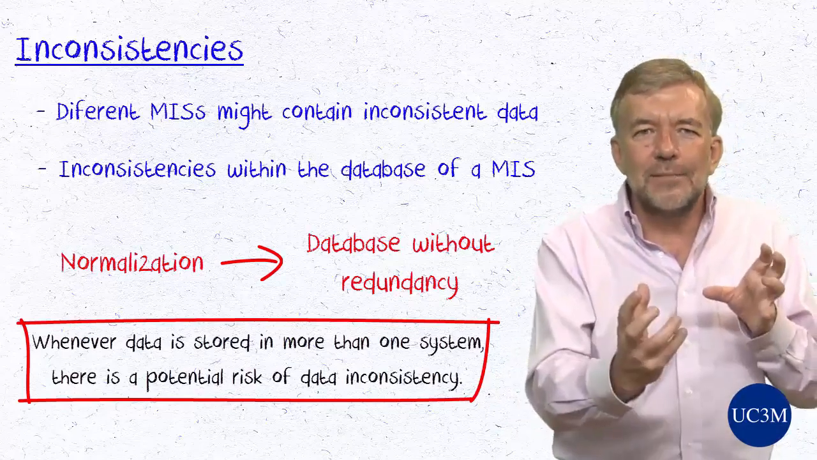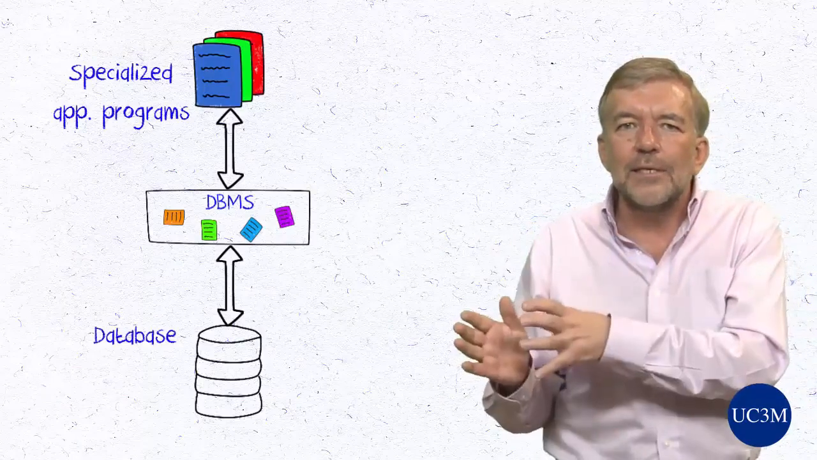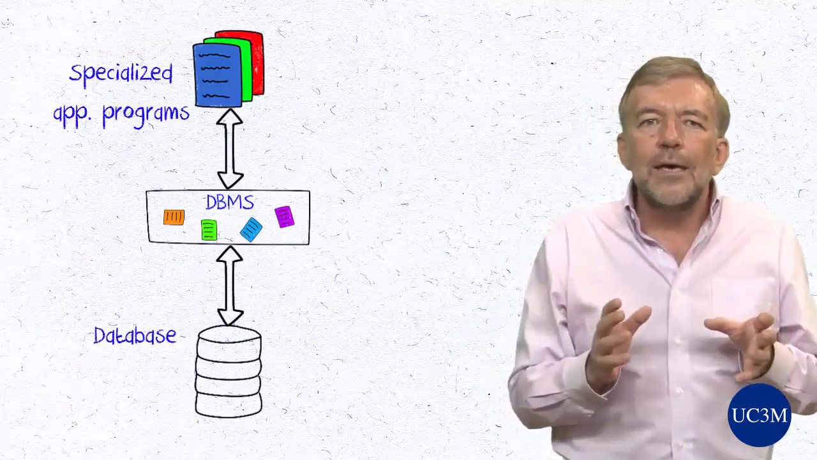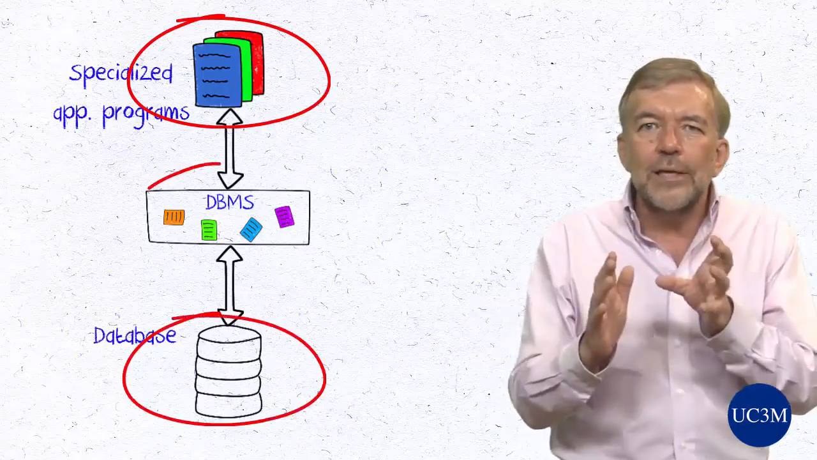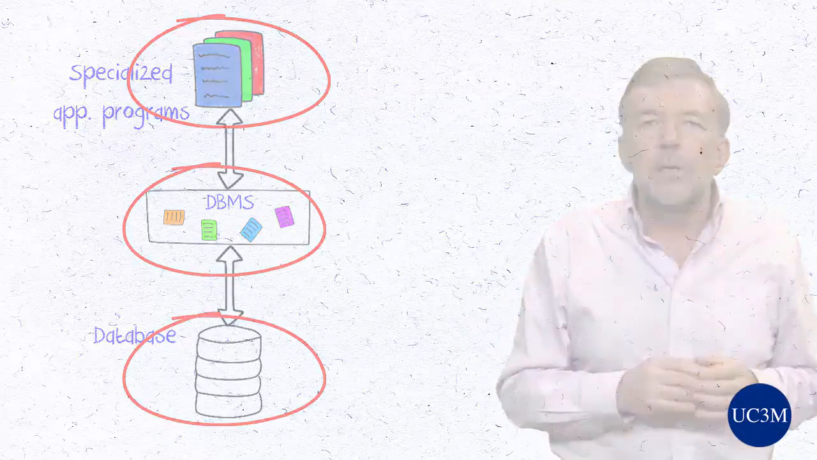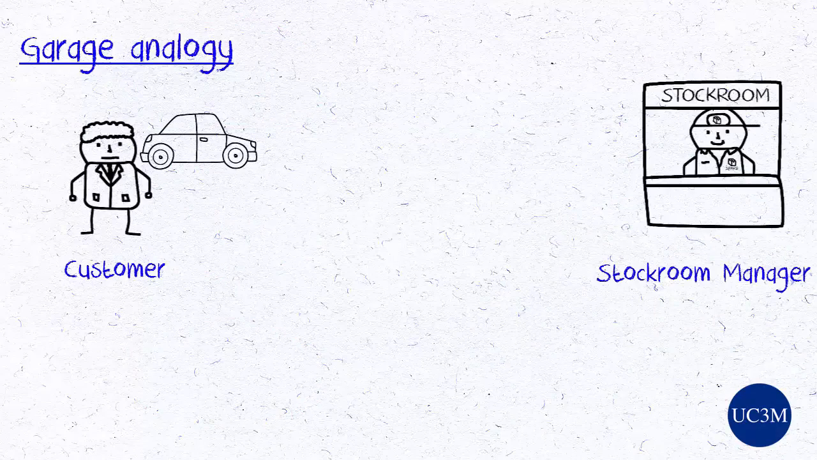Going back to the simplified model of a management information system discussed in previous videos, differentiating specialized application programs, the database management system, and the database itself, we'll now analyze how application programs interact with the database through the database management system. As you will recall in our garage analogy, car owners did not need to interact directly with the spare parts storeroom manager.